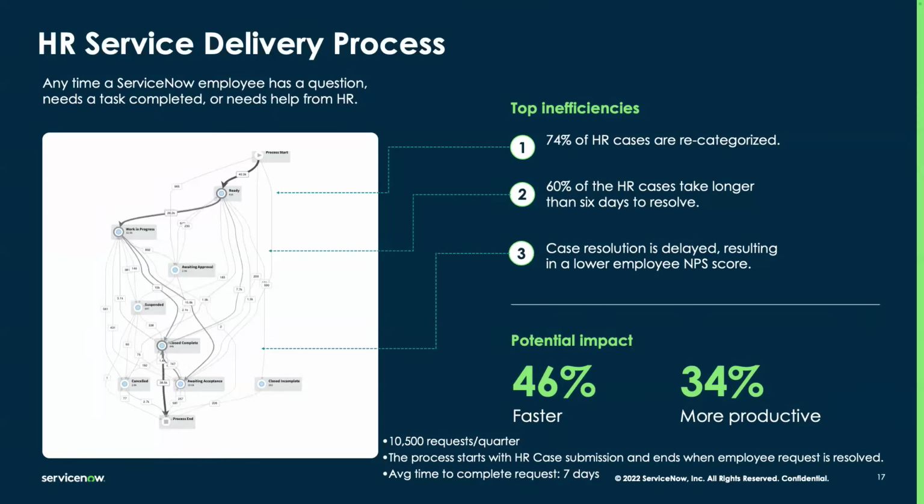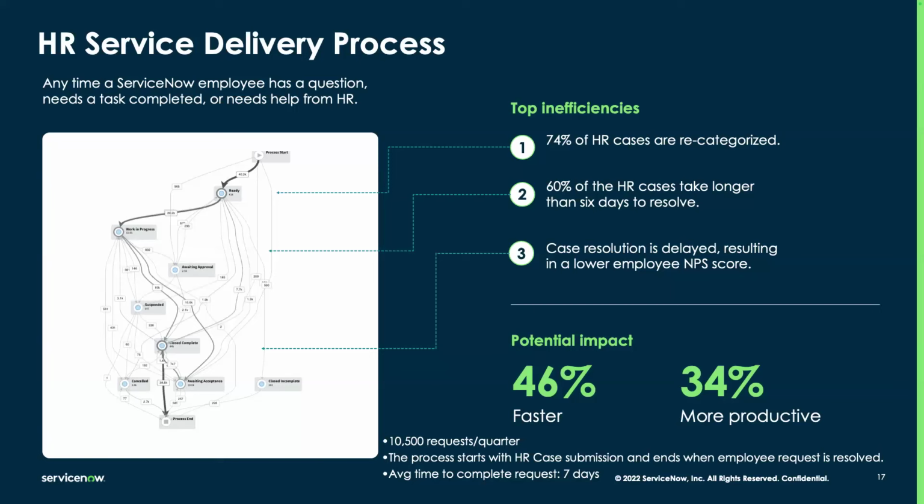74% of HR cases are recategorized. Maybe it comes in as a general benefits inquiry, and it needs to be more specific, right? So maybe it has to do with my HSA, my health savings account, or comparable. Maybe it comes in as a general benefits inquiry, but it's really about parental leave. And so those cases, those HR services get recategorized. Sometimes that's done by the triage team. Sometimes things get assigned to a team and it really wasn't their case.